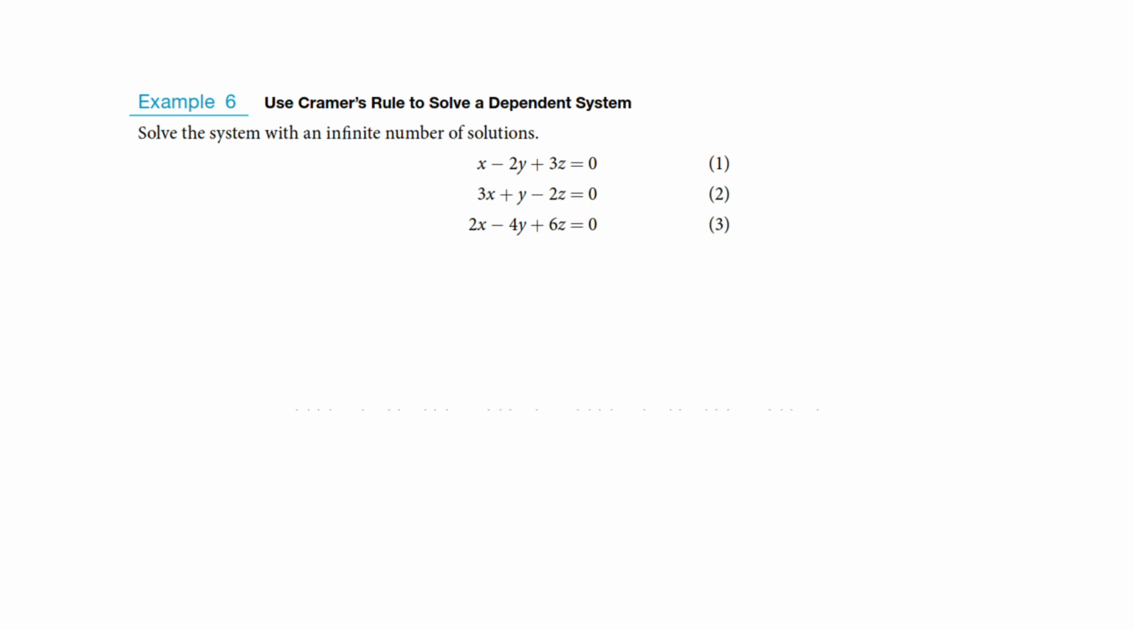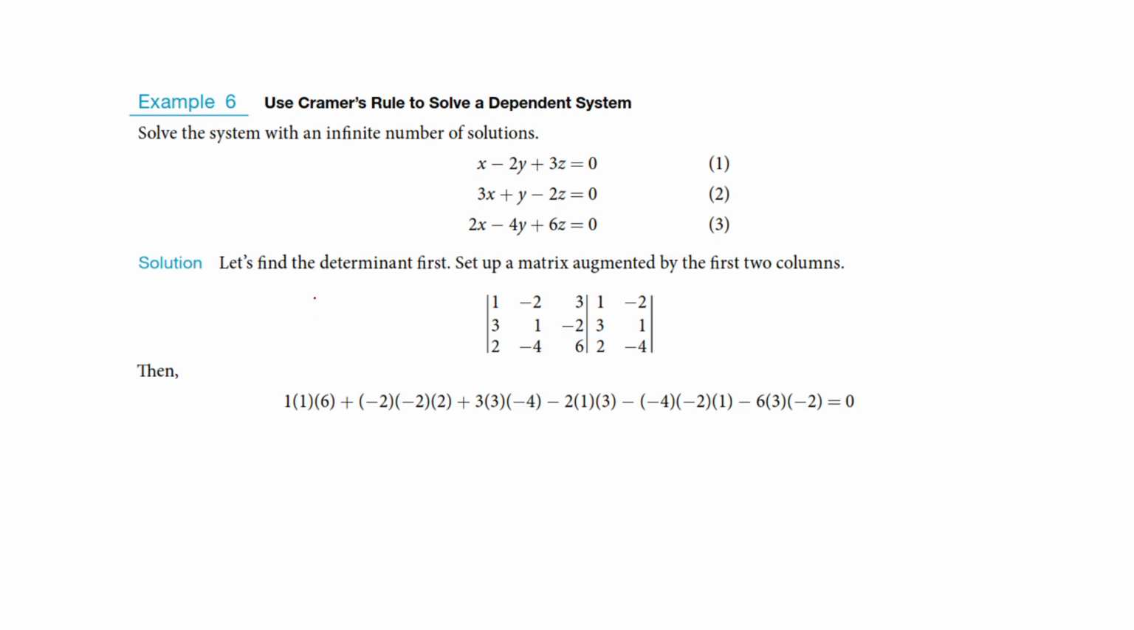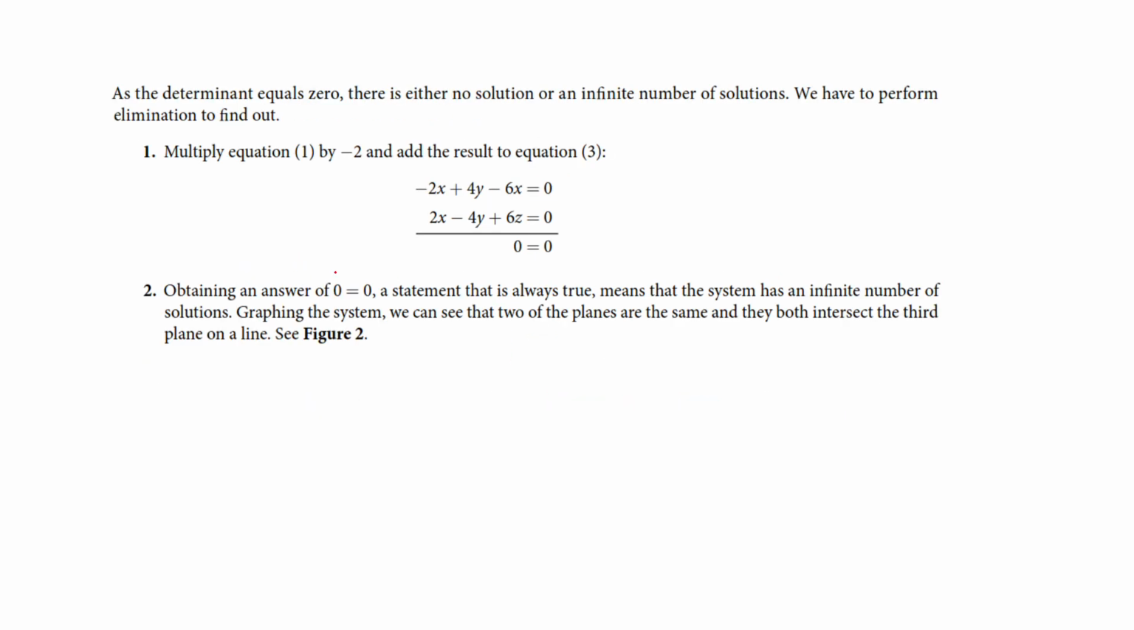Okay, let's try this with a 3x3 system. And so the same thing, if you add the two columns, repeat the first two, do all your diagonals, and then subtract the upward diagonals, you get a determinant of 0. And the determinant of 0 means this is either no solution or infinite solutions, and the matrix approach can't tell us. So we'd have to go back to good old-fashioned elimination, and we get down to 0 equals 0, which is true, so we have an infinite number of solutions.